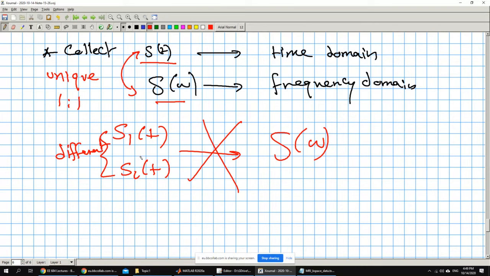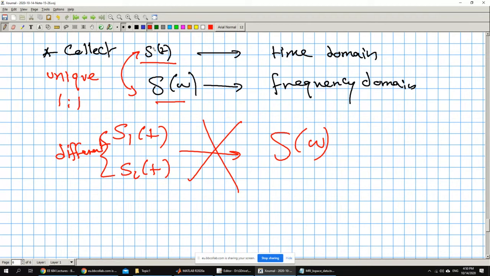So it's unique. So basically, we can collect the data in the time or frequency domains, and it would be just as good. Why do we choose time or frequency? Can you answer this question? When do you collect the data in the time domain, and when do you collect it in the frequency domain? Anyone with an answer to this question?